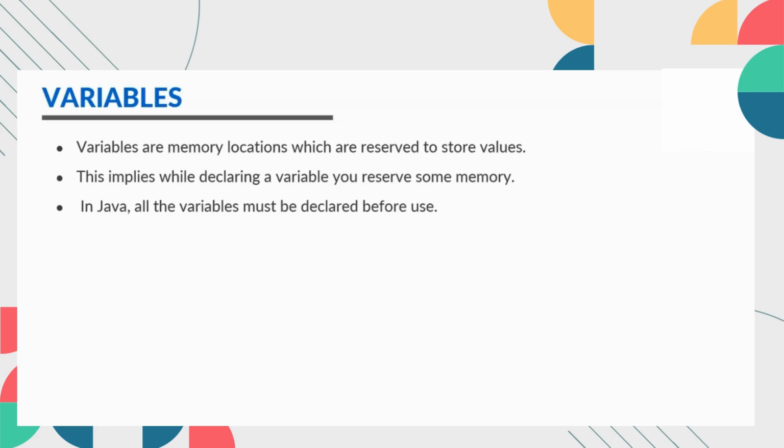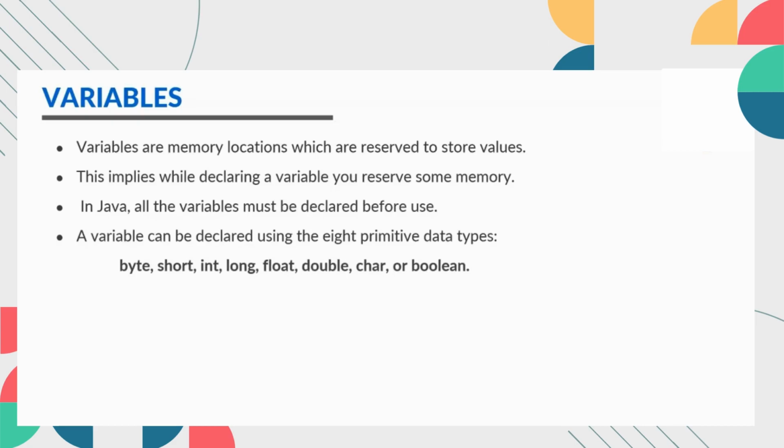A variable needs to be declared with a specific data type before use. A variable can be declared using any specific data type, whether it is primitive or non-primitive. As I'm talking about local primitive data types, we have 8 specific primitive data types. A primitive data type is nothing but a type which stores the values directly inside it and not the reference. We have 8 primitive data types: byte, short, int, long, float, double, char, and boolean.